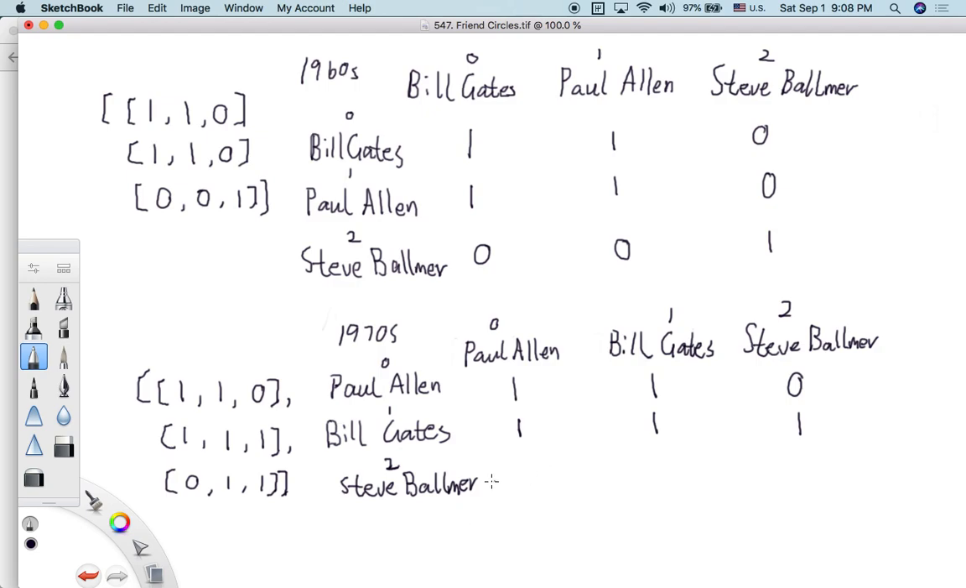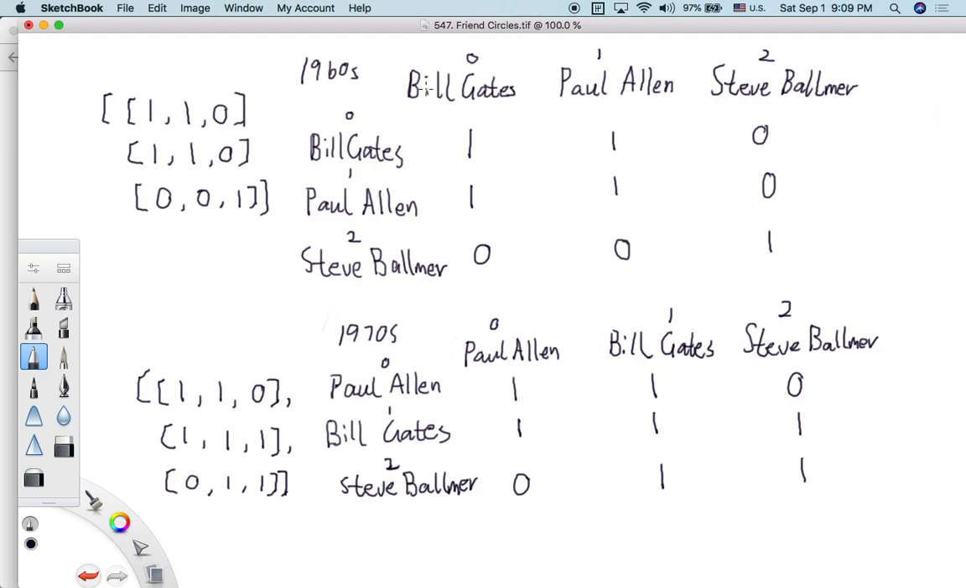Steve Ballmer also didn't know Paul Allen, so mark 0. And since Bill Gates became a friend of Steve Ballmer, Steve Ballmer also became a friend of Bill Gates, so mark 1. Steve Ballmer is, of course, a friend of himself, 1. So from this example, you can visualize the friend circles relationship.